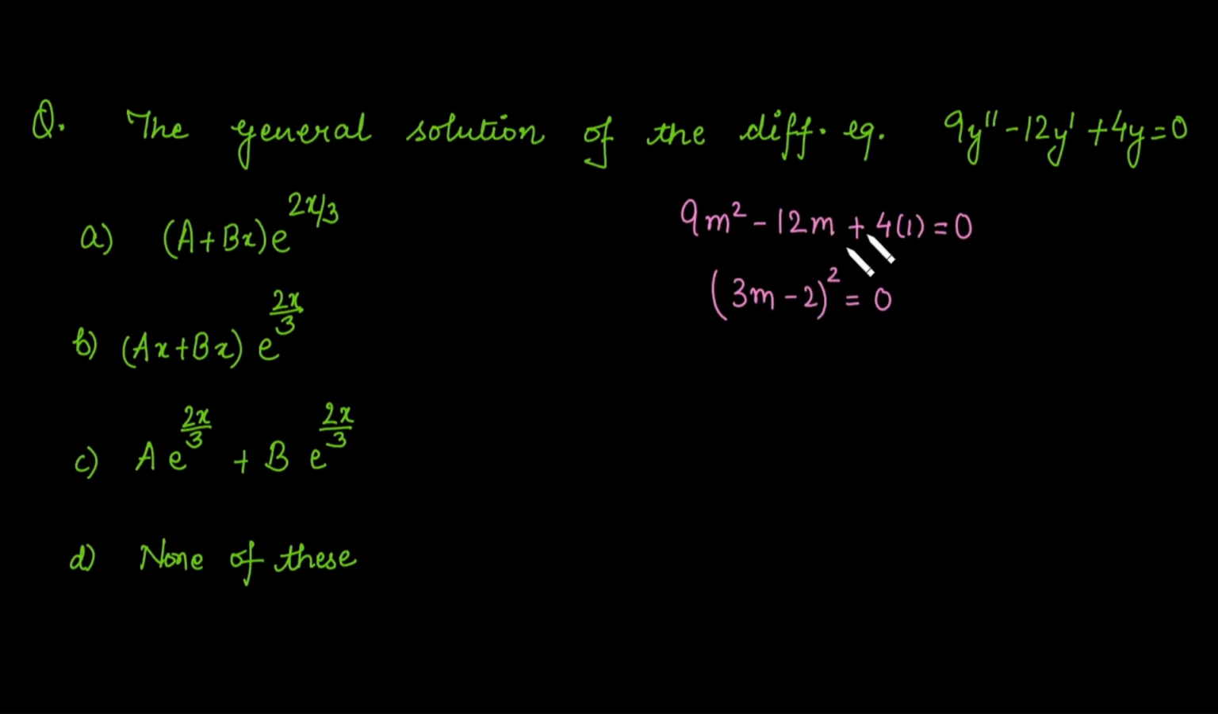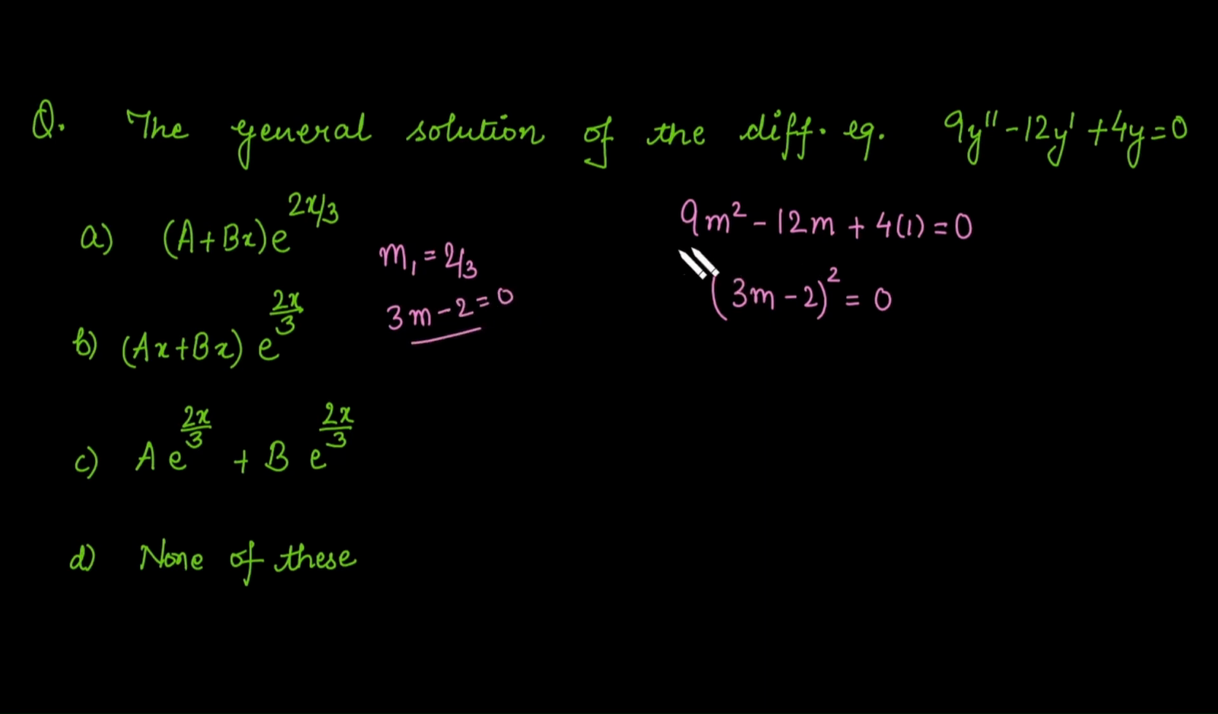One, you can directly observe that. Second, you can observe from the option. According to these options, it says that it has a factor e raised to power 2x by 3. And this is only possible when the value of m is equal to 2 by 3. And it means it has a factor m into 3 minus 2 is equal to 0.